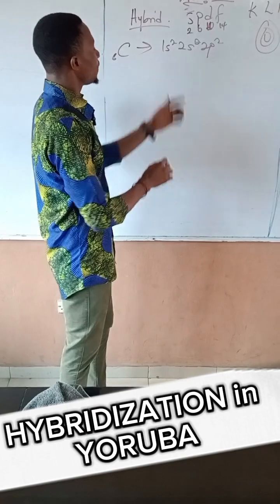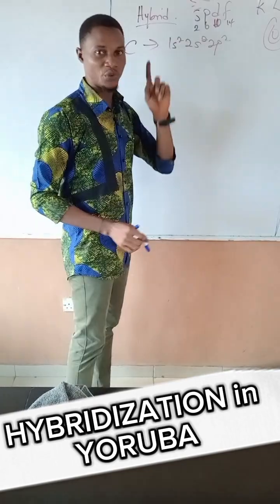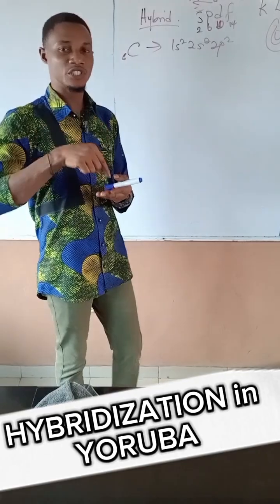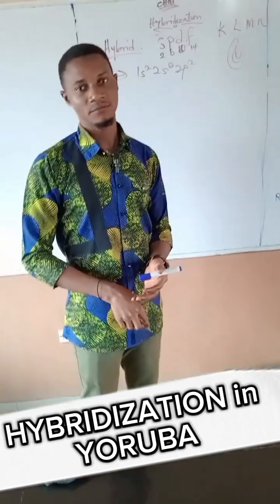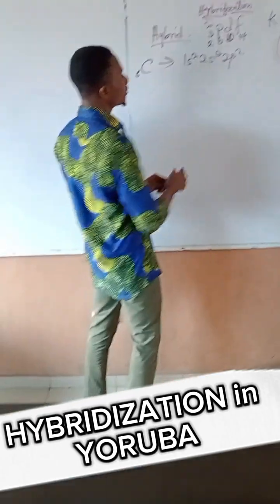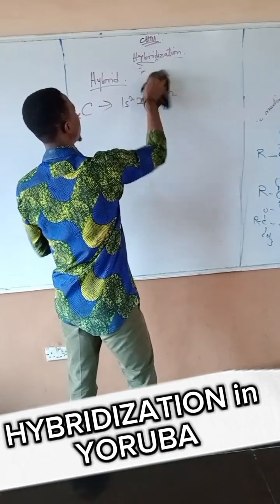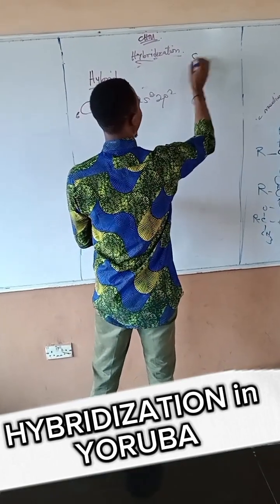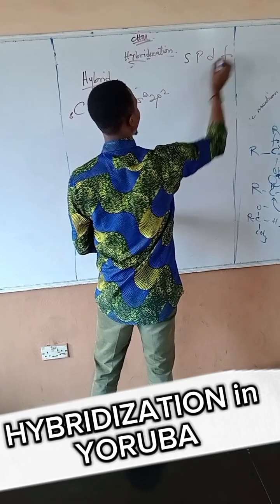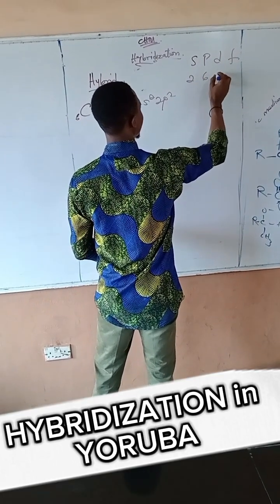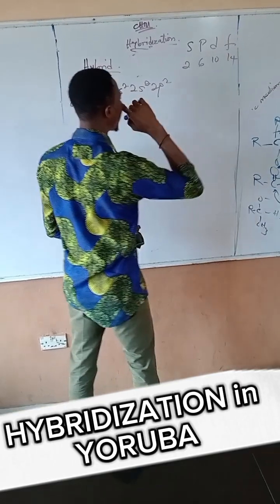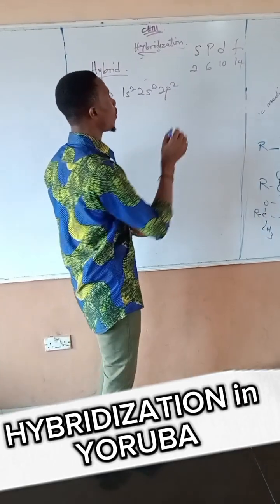Now that means for every orbital we also have what is called a suborbital. We have S, P, D, F. So we have 2, 6, 10, and 14. We now have what is called suborbitals.